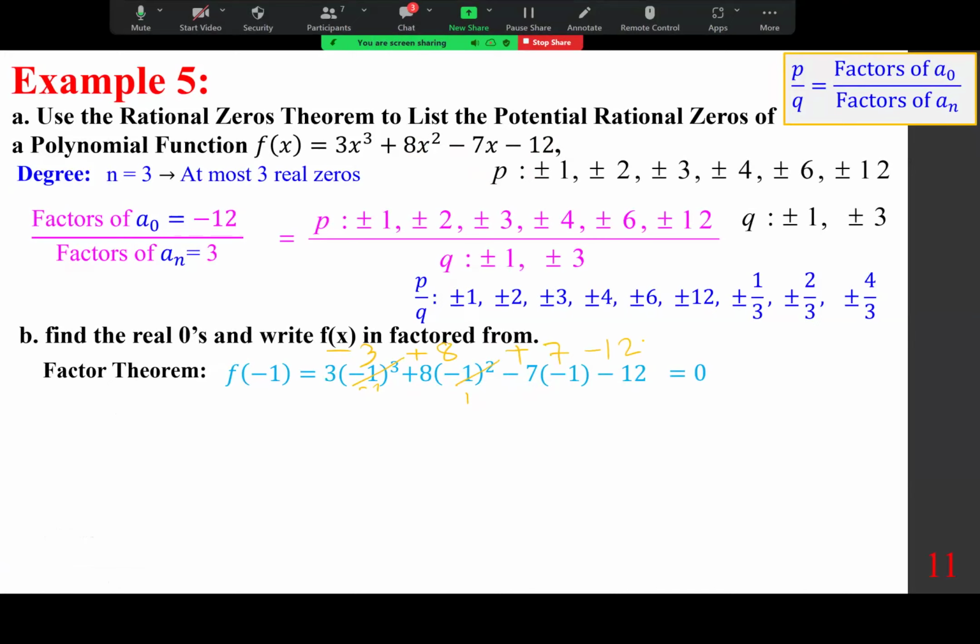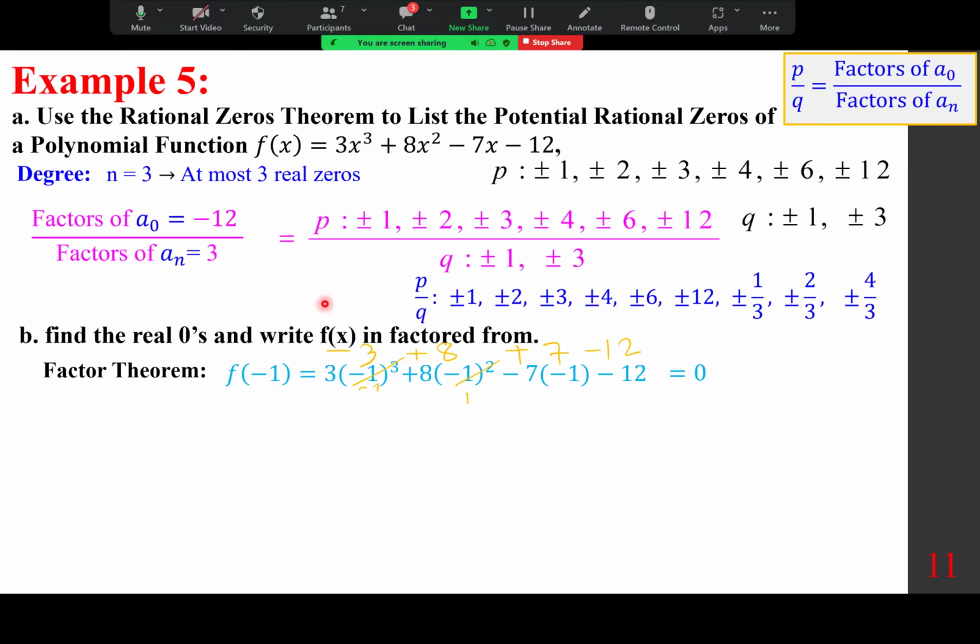Therefore, negative 1 creates the factor of x plus 1. So we got one factor, x plus 1. So then what do we do? We do the synthetic division to find the second degree function when we divide this function by x plus 1.